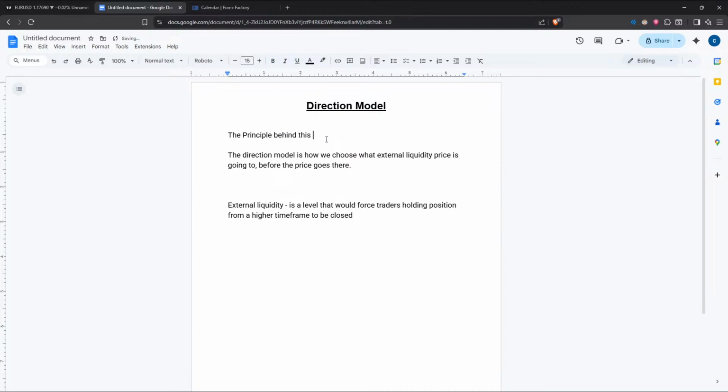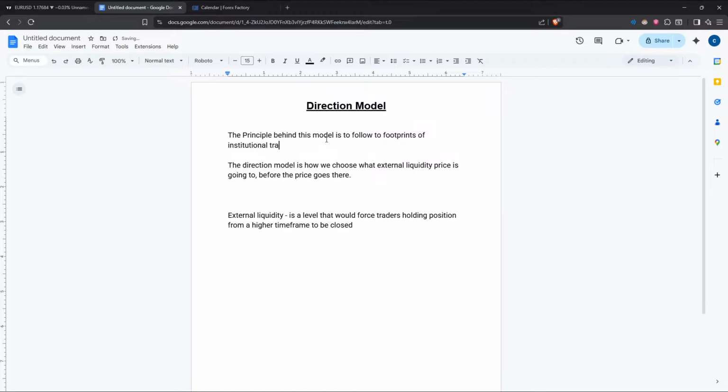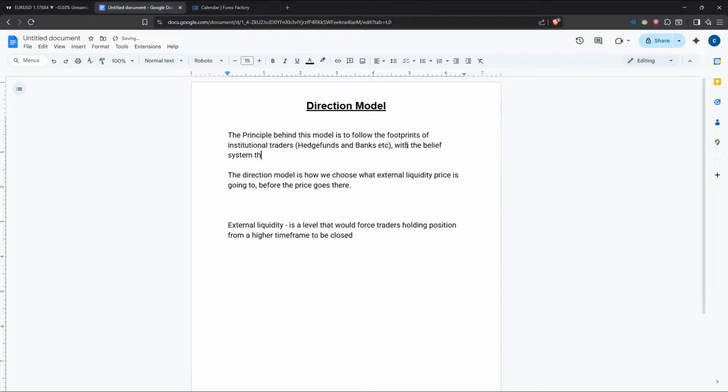The principle behind this model is to follow the footprints of institutional traders, so hedge funds and banks, etc., with the belief system that the markets are algorithmic and not random.